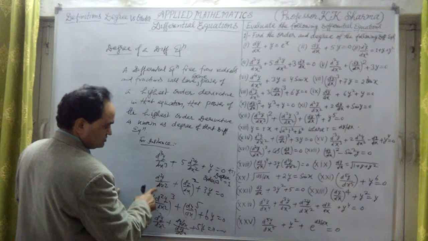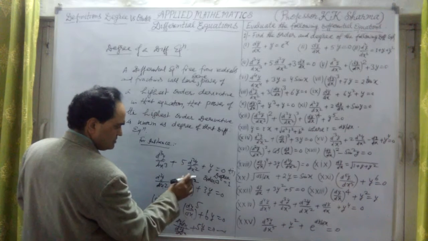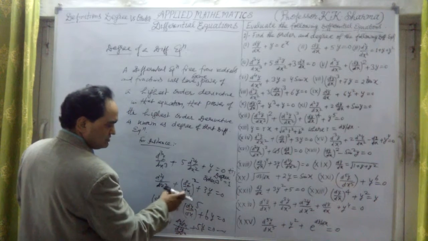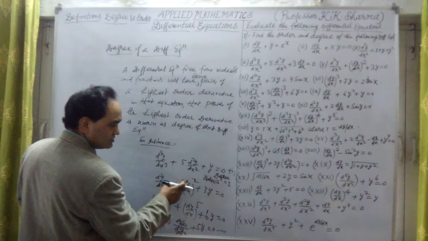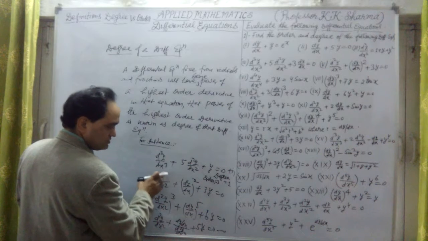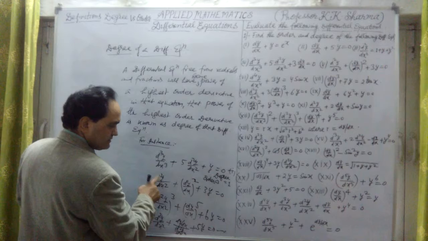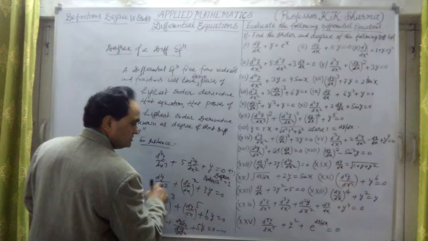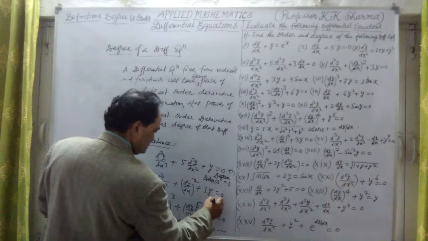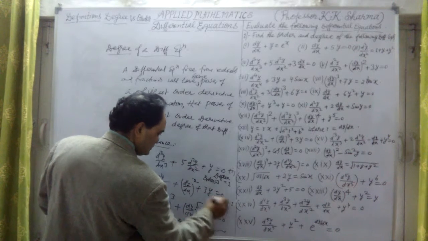In this equation, the degree is also 1. Why? Because the highest order derivative is the second order derivative, and this is the first order derivative. Its power is 2 undoubtedly, but we do not consider this first order derivative. We consider this second order derivative. The power of this second order derivative is known as the degree of that equation. Again, the degree is 1.